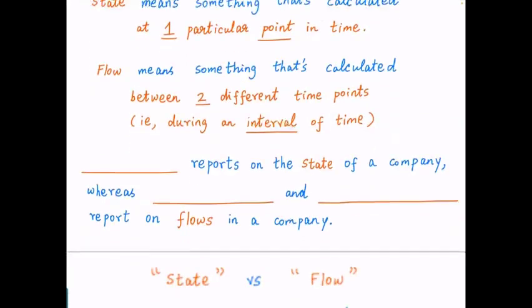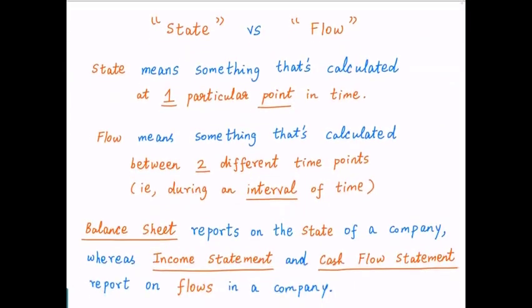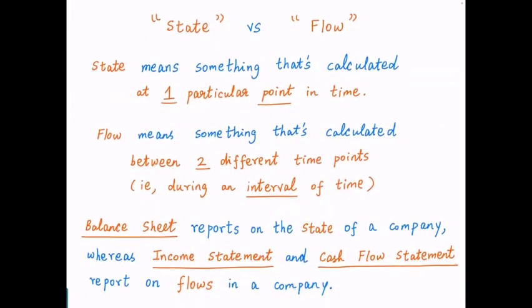The balance sheet tells you what all the assets and liabilities are that the company has at a particular point in time, so at the end of the last quarter or the end of the last year. So the balance sheet tells us what the state of the company is at a particular point. Whereas the income statement tells us what revenue the company had during a particular quarter or year. Cash flow statement, same thing: what is the change in cash during a particular year? So cash flow statement and income statement are flows, whereas the balance sheet is a state. That's the key difference between the balance sheet and the other two statements.